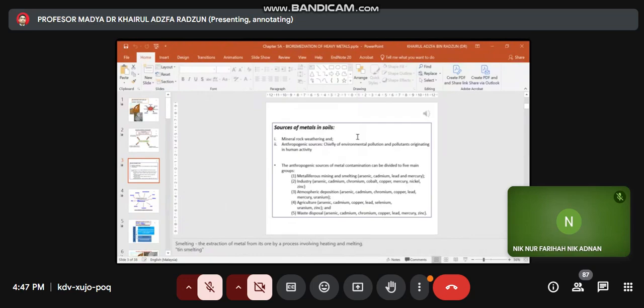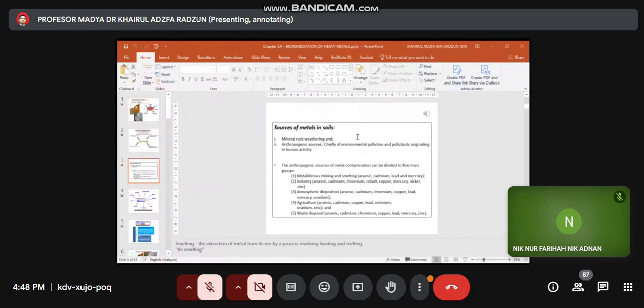Eventually we release CO2 or certain metals, in the form of ions and gas, into the environment, and eventually it will go to the soil, due to rain, accidental release, or direct release to the environment. This will add up the concentration of the metals in the soil. So when we talk about the anthropogenic sources of metal contamination, it can be divided into 5 main groups.